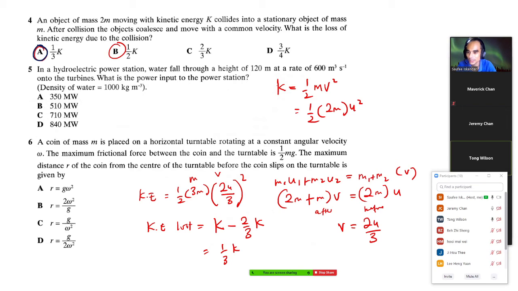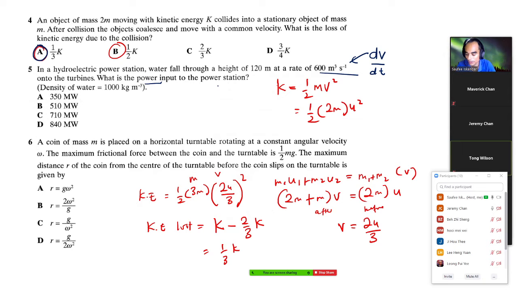Okay, question number 5. In a hydroelectric power station, water falls from a height of 120 meters at a rate of 600 meter cube per second. What does this mean? This is volume per second, dV over dt. It determines the power input of the power station.